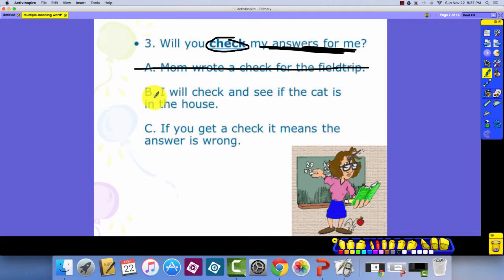She's not seeing if something is at a place or anything like that, so it's not option B. How about C? If you get a check, it means the answer is wrong. Yeah, she wants to see if her answers are correct or not, so if she gets a check, it means her answer is wrong. So she's clearly checking her work, just like you guys would check your spelling pretest.